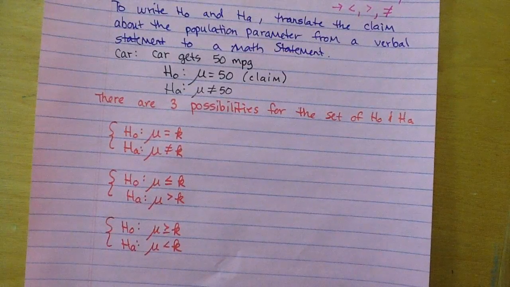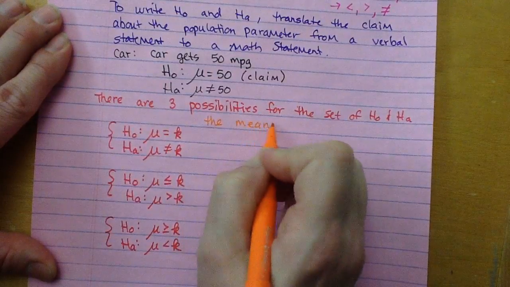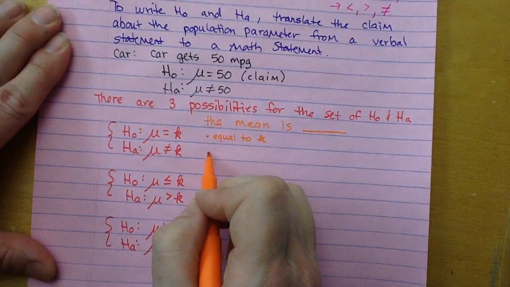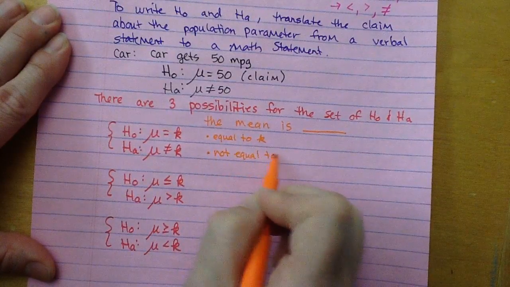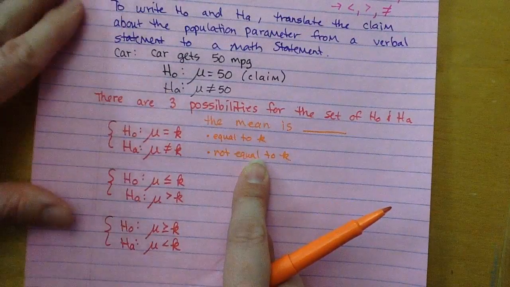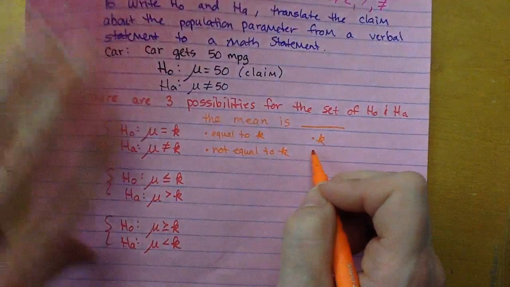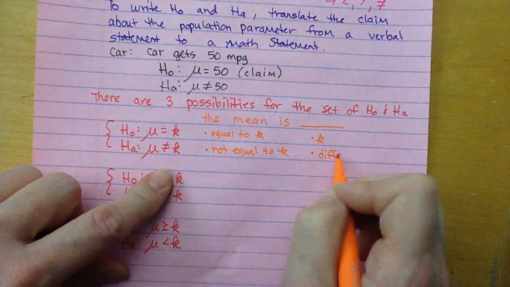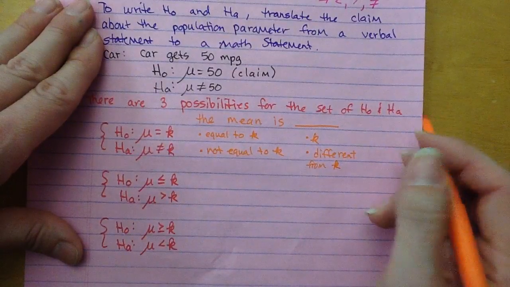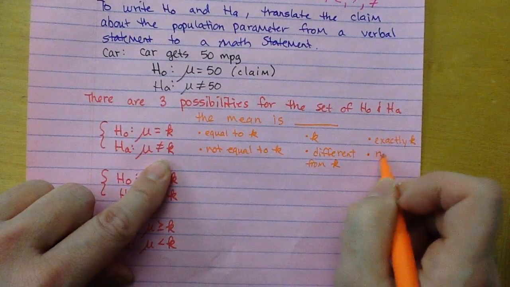So let's talk about what some words can be that would go with each situation. In words, it would say something like the mean is, and we're going to fill in the blank. So the mean is equal to some number, or the mean is not equal to some number. So this would go with the H sub 0, and H sub A would be that it's not equal to. Or if it said the mean is 50, like our problem said, the car gets 50 miles per gallon. For the alternative hypothesis, it could say the mean is different from k. So any other thing, like the mean is not 50. Or it could say the mean is exactly k, or, for not equal to, the mean is not k.